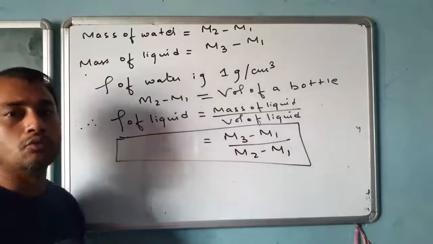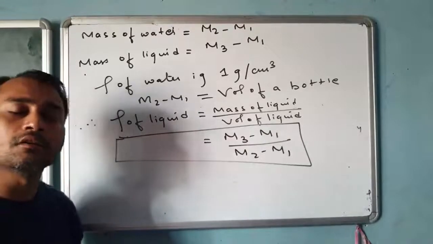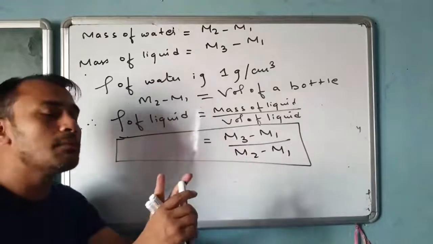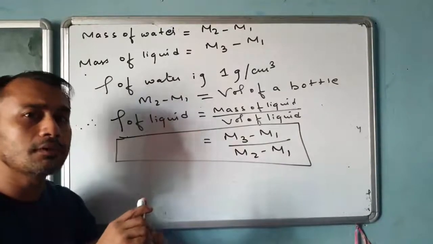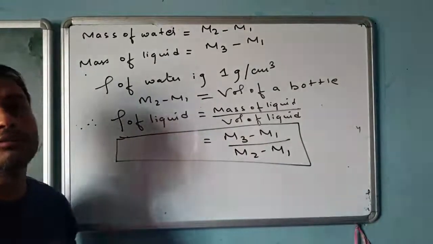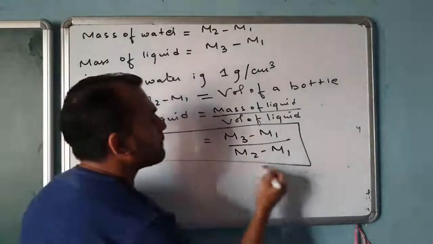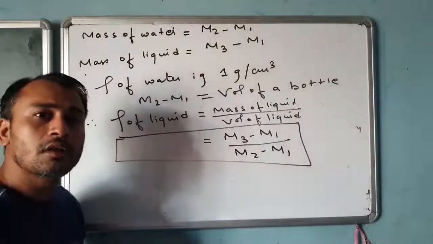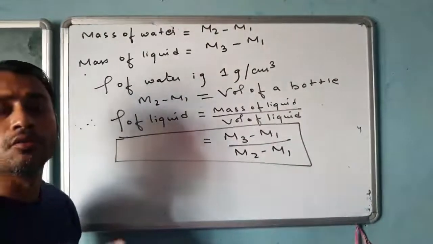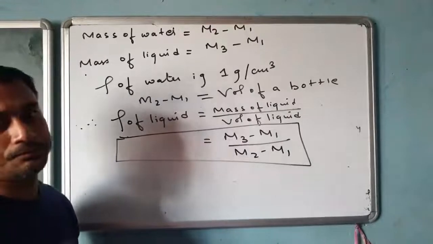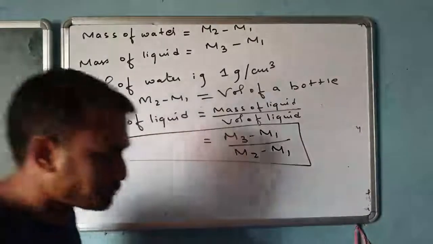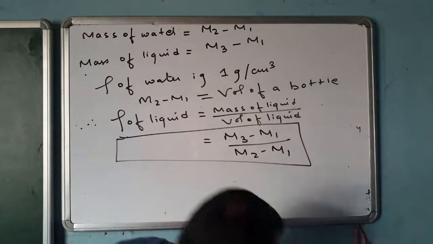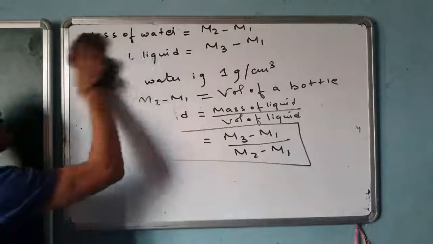So in order to determine the density of a liquid, we need to know two quantities. One is the mass of the liquid and one is the volume of the liquid. And that volume of the liquid is determined by this formula M2 minus M1, which is equal to the mass of the water, which is equivalent to the volume of that density bottle. So this way now, we have completed even the hot topic here. Now let me give you one example based on this. Okay?